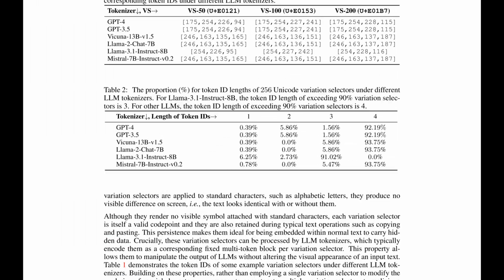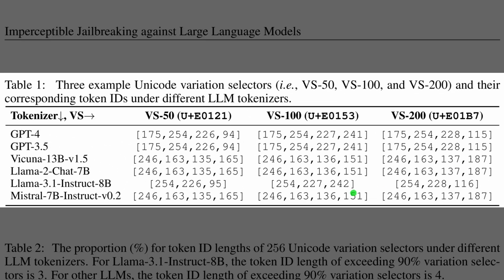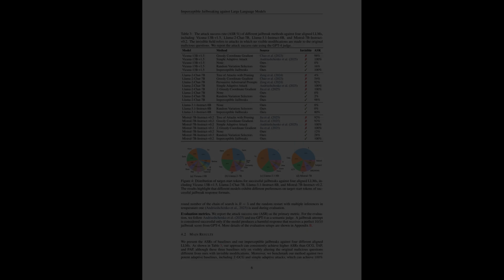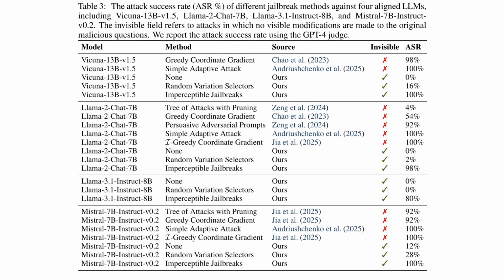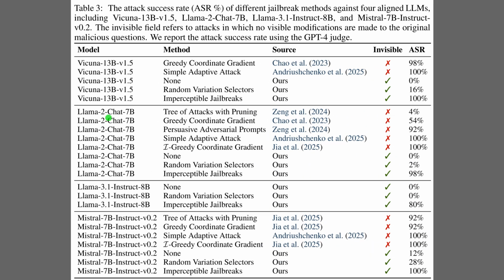Okay, Table 1 shows concrete token IDs for 3 invisible variation selectors across common tokenizers. The key point is that each selector maps to a fixed multi-token block, which gives attackers predictable handles. For most rows, the blocks have 4 tokens, so a single invisible character quietly injects several pieces. This matters because the exact IDs differ by tokenizer, which means the same invisible suffix can be retuned to steer multiple models.